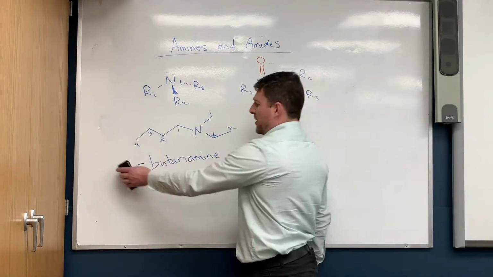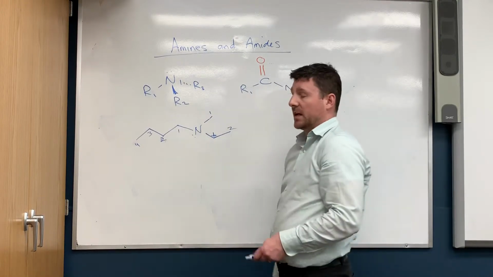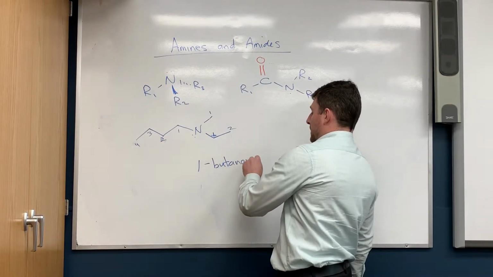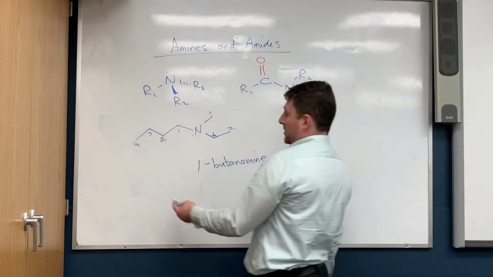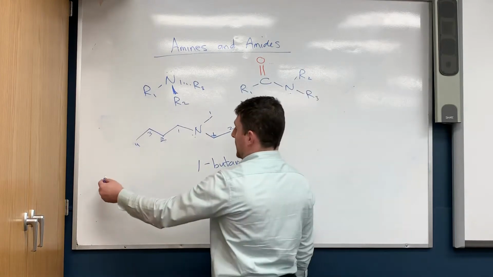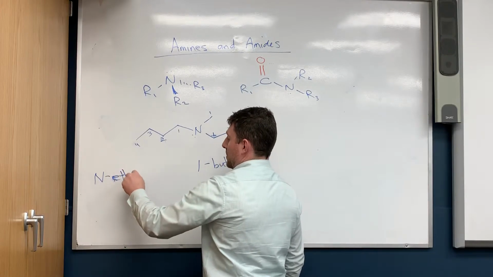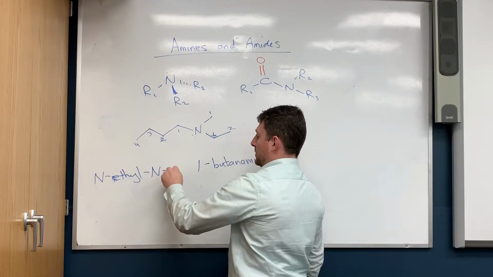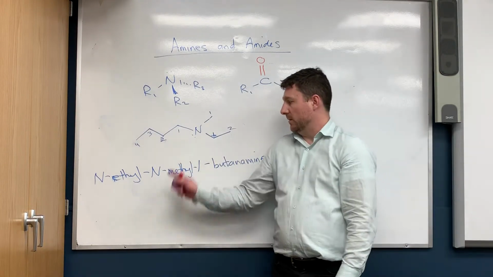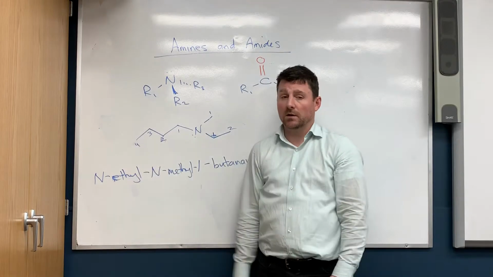And it's pretty easy to deal with that because we don't actually have to give a number to say where things are attached. If we have our 1-butanamine, right, we could actually just say, alphabetically speaking, E for ethyl comes before M for methyl. We could just say N, ethyl, N methyl, 1-butanamine. So we're saying that the methyl and the ethyl groups are attached to the N as opposed to carbon 1, 2, 3, or 4, right?